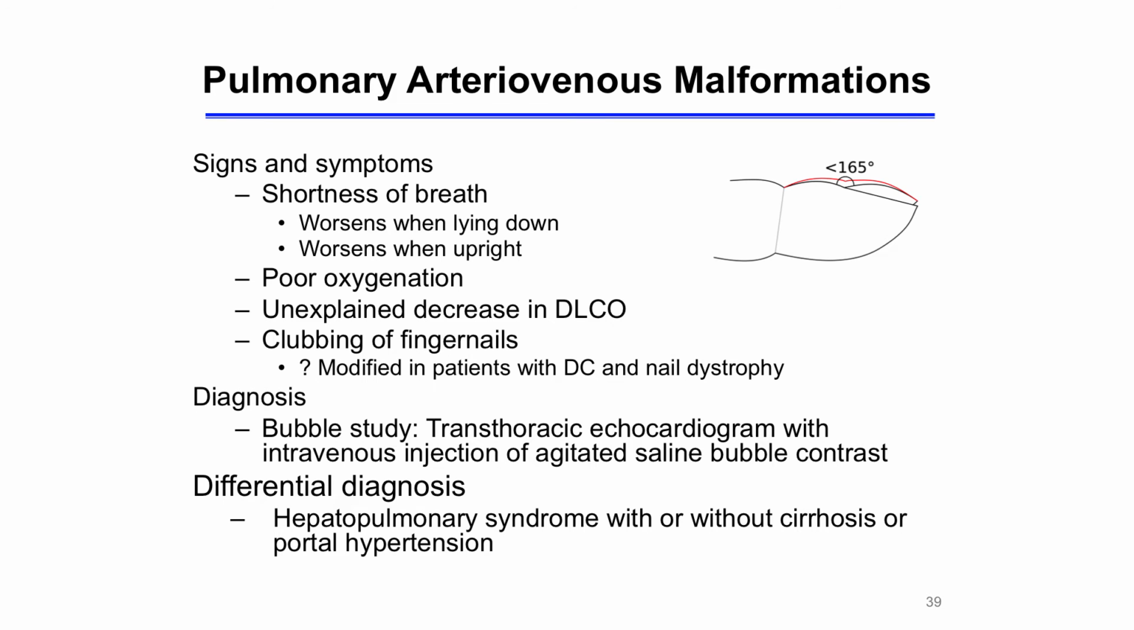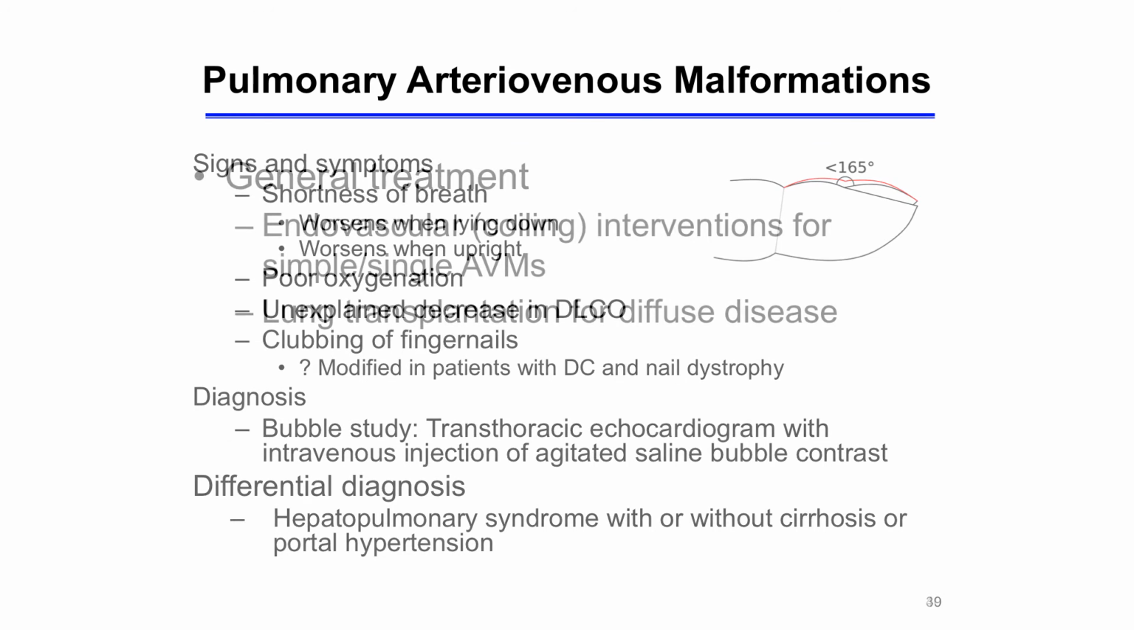Now, an important part of the differential, that is, when doctors see evidence of pulmonary AVM in the lung, one of the things that we need to consider is, is it a primary problem there, or is it actually a primary problem in the liver that's resulting in some effects on the vasculature in the lungs? And this is called hepatopulmonary syndrome. And sometimes this can be seen. Maybe there's cirrhosis, maybe there's not. And maybe there's portal hypertension, maybe there's not. But that's an important thing to consider as well. Is there a problem with the liver at the same time?